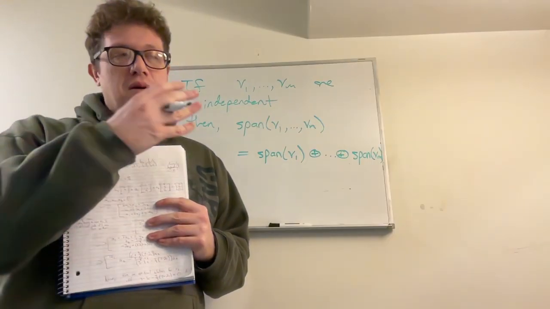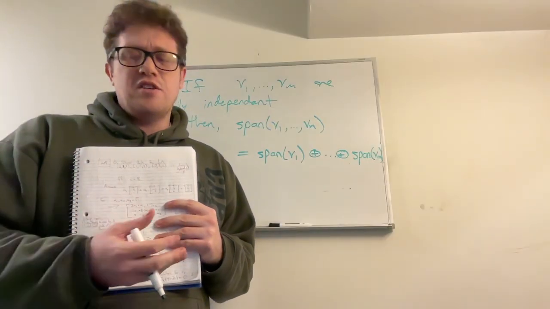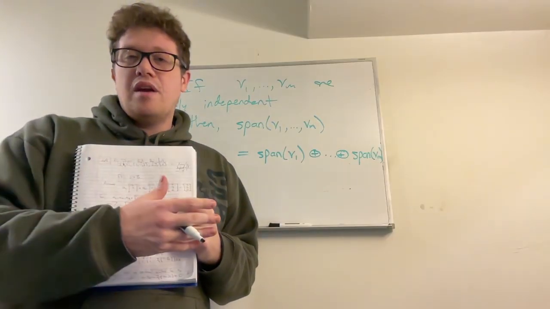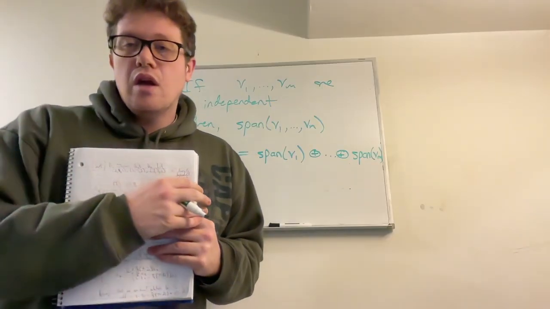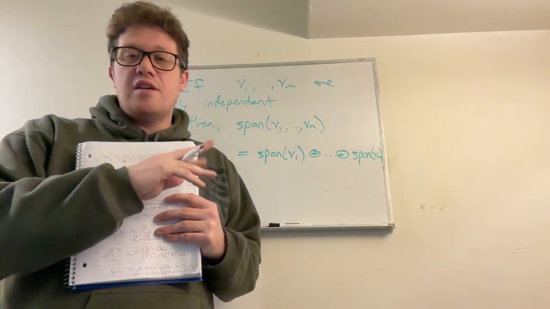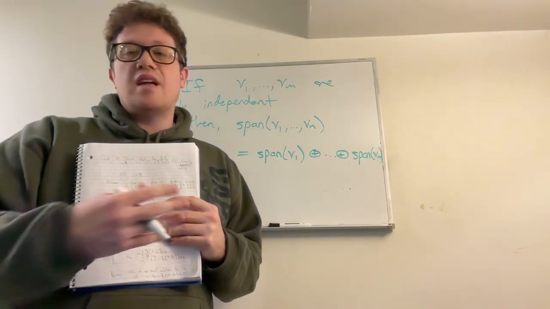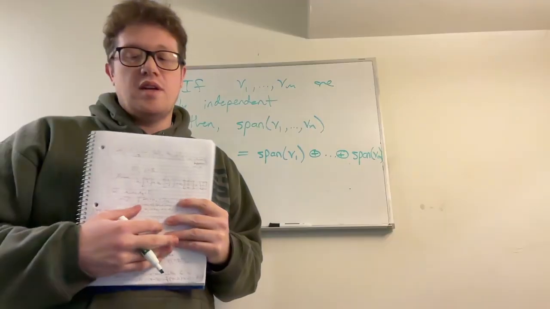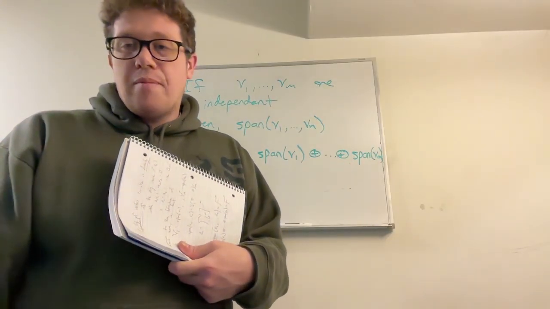I believe you can have 3. This is actually a problem you could try to solve. Can you come up with 3 subspaces so that their pairwise intersection is the 0 vector, but if you take the sum of all of them, it's not a direct sum? That's a problem to wrap your head around.